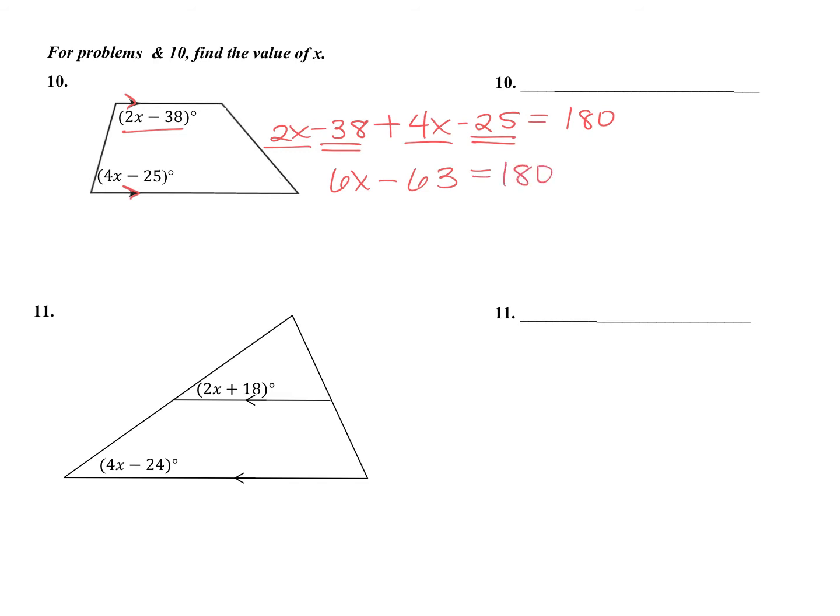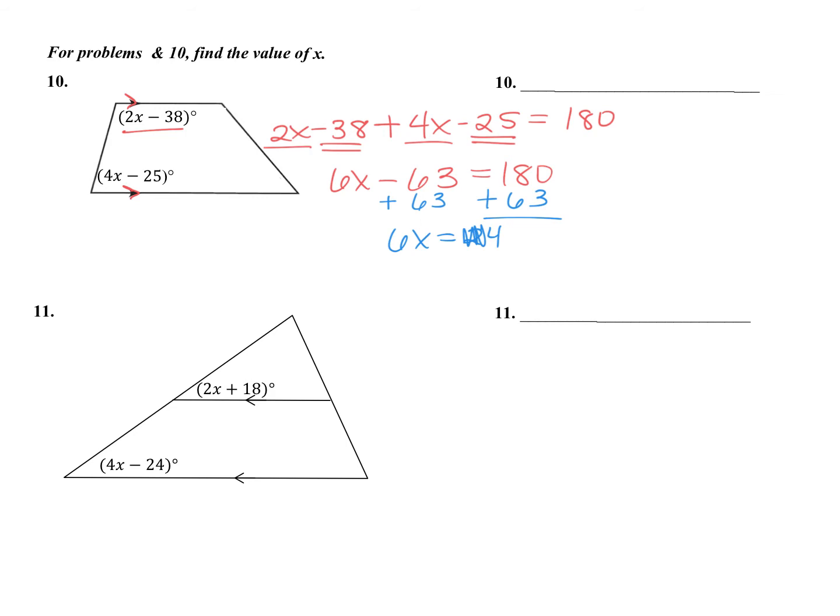Here's where a lot of people messed up on the last quiz, and it was a silly mess up. What do you do next? Add 63. Don't subtract it. Add 63. Good old algebra. So you get 6x equals 2. Did I do that right?